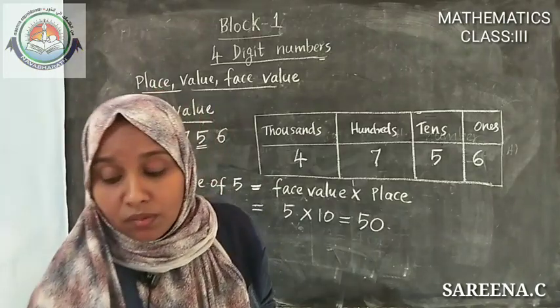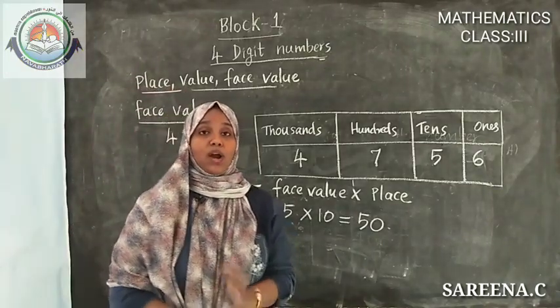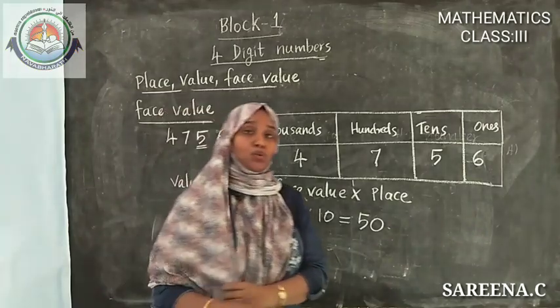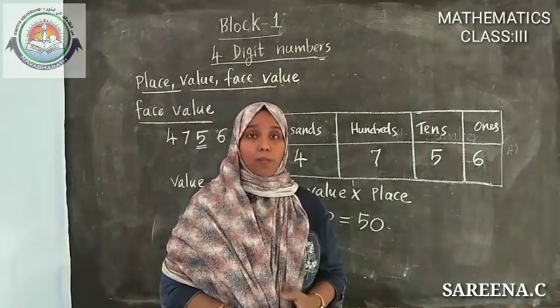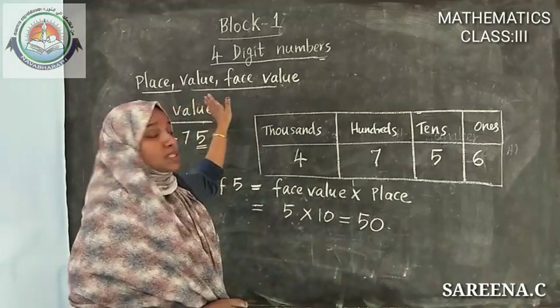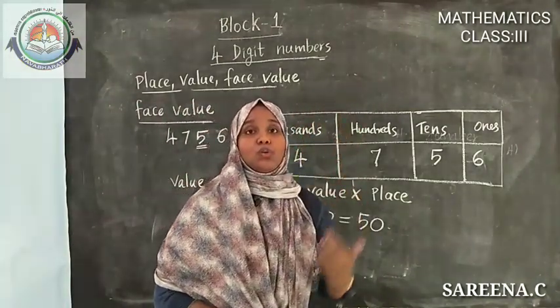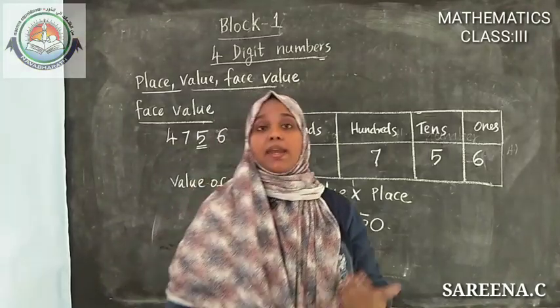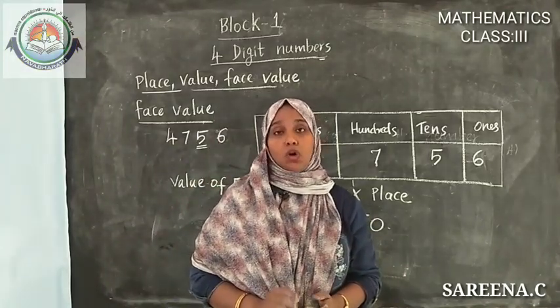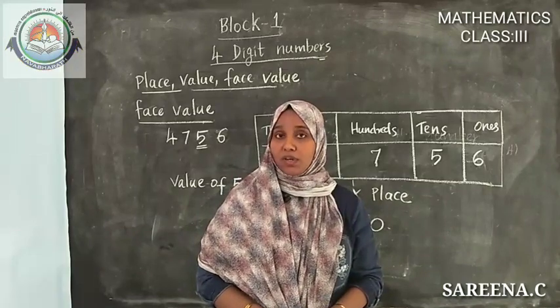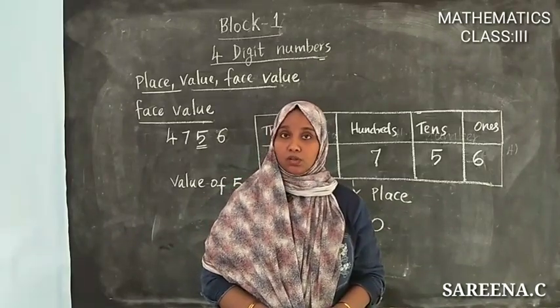Okay, children. I hope all of you understood the concept of how to write 4-digit numbers, abacus and place value and face value. Okay, and you try to do the practice questions and additional practice questions from your content book, and if you have any doubt you can contact me. Okay, thank you.